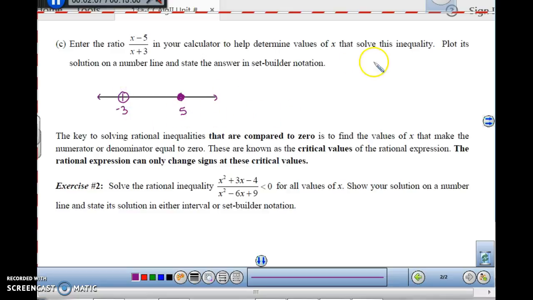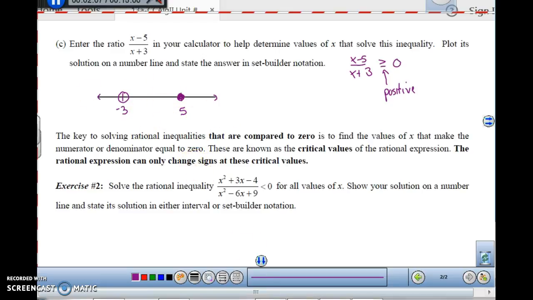Okay, now 5 is included because, remember, the inequality was x minus 5 over x plus 3 is greater than or equal to 0. So it can equal 0, so that's why 5 is included. Okay, now, if this is greater than or equal to 0, what kind of numbers are we looking for? We are looking for positive numbers. If this inequality's got to be greater than 0, we are looking for positive values. Okay, so now these are my critical points. I have to look between negative 3 and 5 and the values around them.